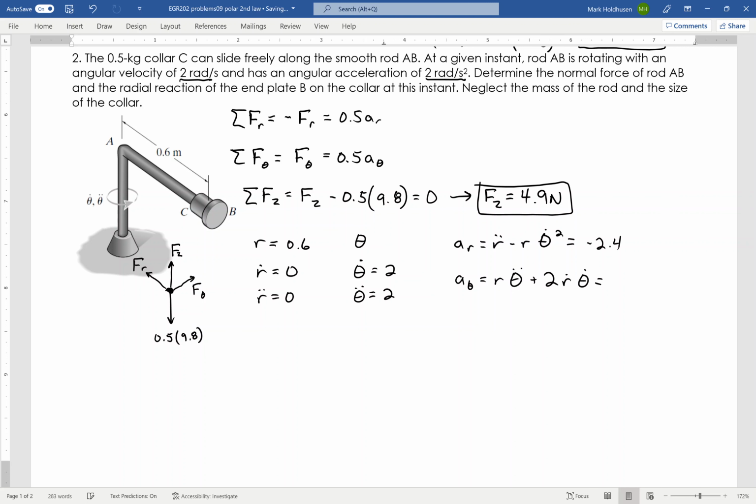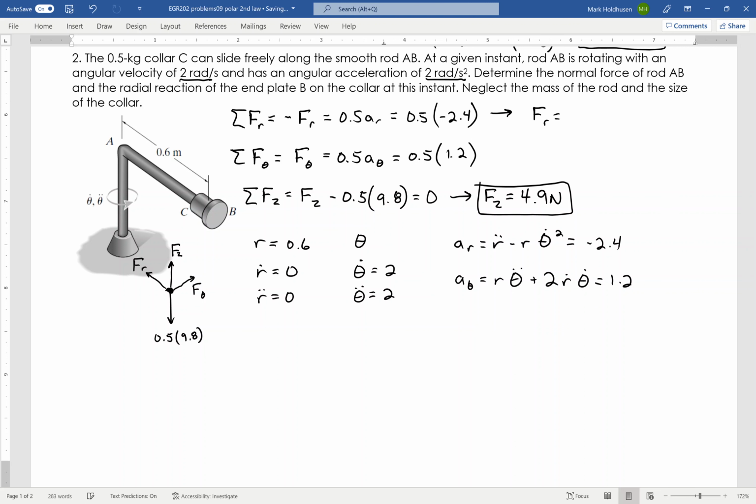So taking these values, plugging them in up here, I get 0.5 times a_r, which is negative 2.4. And 0.5 times a_theta, which is 1.2. And I can find that my radial force is 1.2 newtons. And again, those negatives kind of cancel each other, so I'm left with that. And then my transverse force, okay, is 0.6 newtons when I solve for that one.